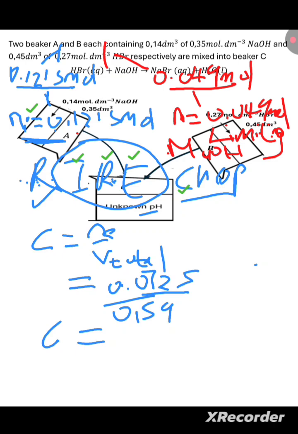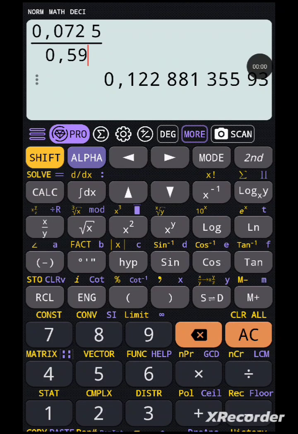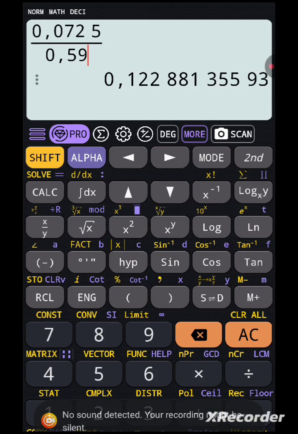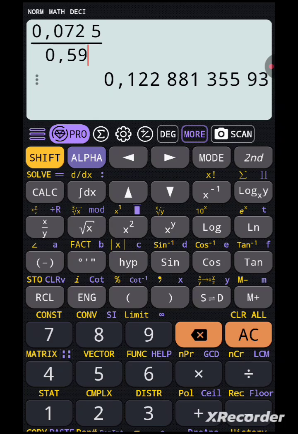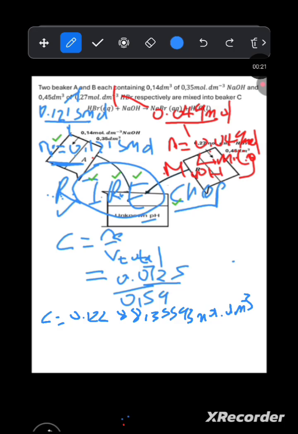So that we get the concentration there. This is the concentration that we get. You don't round off, okay? You're going to put this in, or you can just simply write it in scientific notation. Right. So this is the concentration.